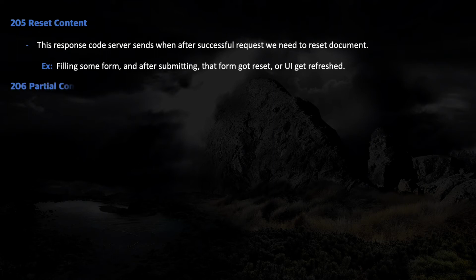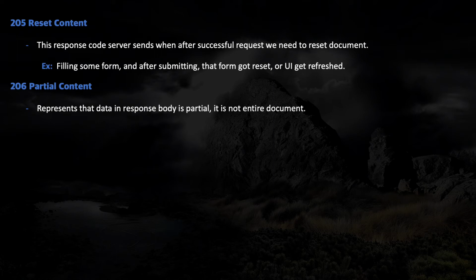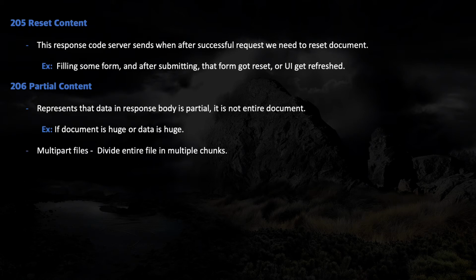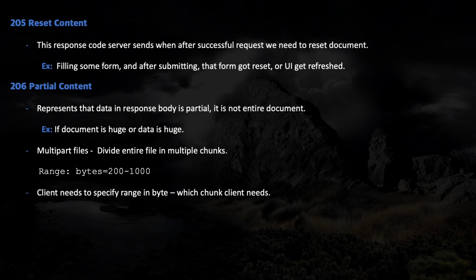And the next we have is 206 Partial Content. This response code represents that the data in the response body is partial, it is not the entire document. For example, if a document or data is huge in size, especially a multi-part file where we divide the entire file into multiple chunks, we need to use the Range header property, where the client specifies a range in bytes, which represents the chunk that the client needs. The server will respond with that particular chunk of the entire document, which means the server is sending partial content, not the entire document. In that case we receive this 206 response code.